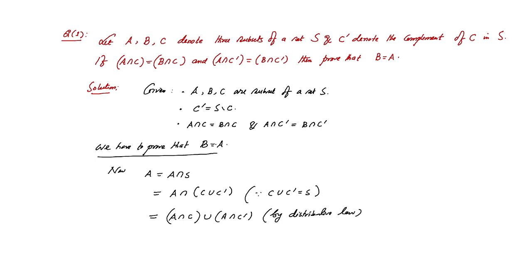Now what is A intersection C? This is basically B intersection C. We label this as 1. So by 1 we can write (B intersection C) union (B intersection C complement), and this is by 1. Again we apply the distributive law, and from that we can write B intersection (C union C complement), again by the distributive law.